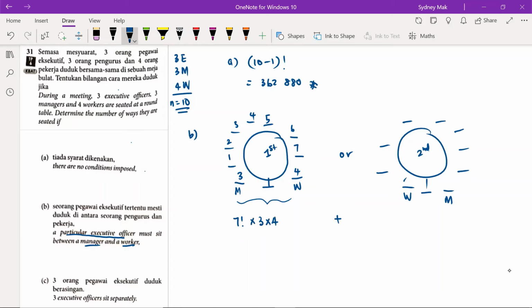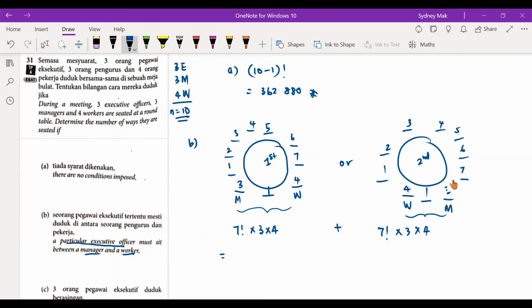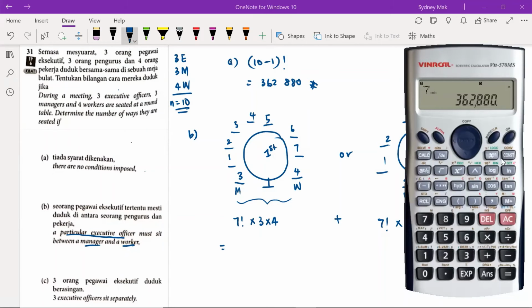Same thing, we have either 4 ways for the workers on the left or 3 ways to put the manager on the right of that particular officer. So the rest of the people will choose their seat once these 3 people sit down. So we have 7, 6, 5, 4, 3, 2, 1. Same thing, 7 factorial times 3 times 4. So add these 2 together: 7 factorial times 3 times 4. And this condition happened 2 ways because the manager and the worker will permute themselves, so times 2.